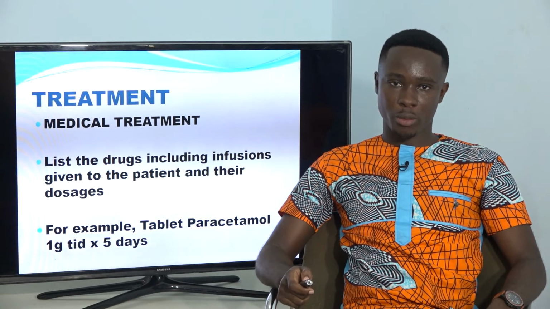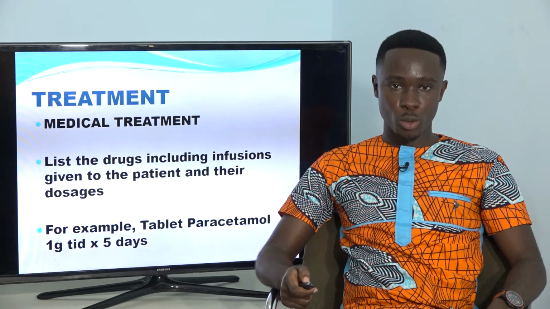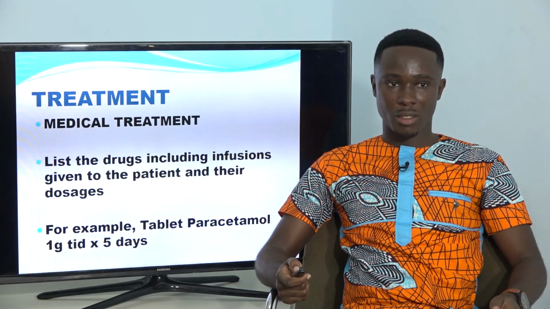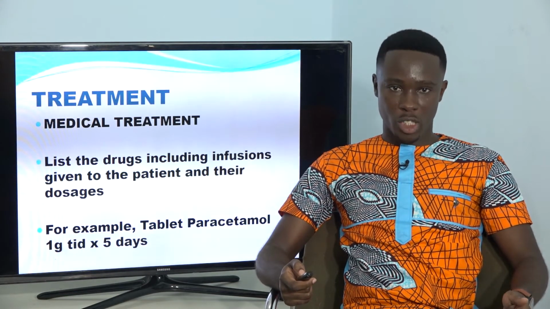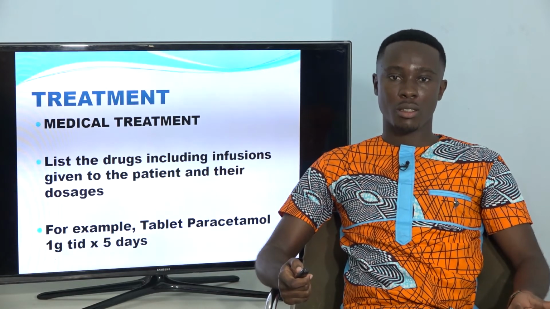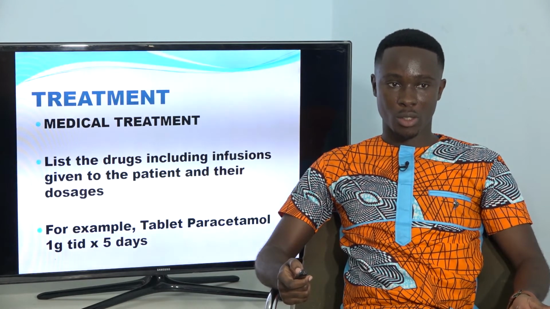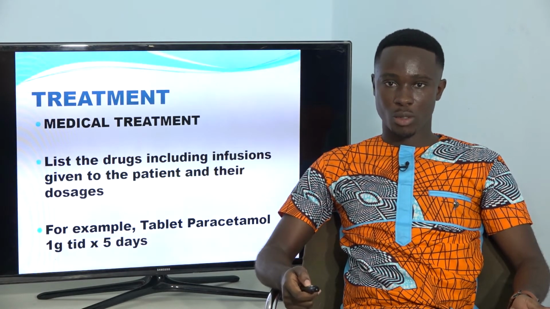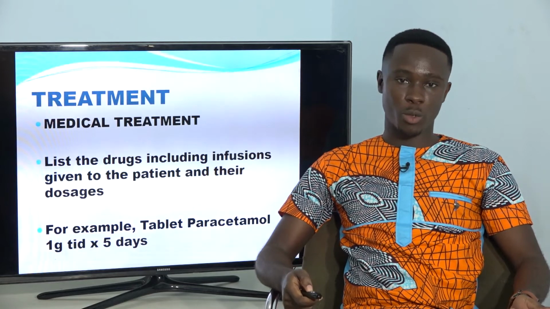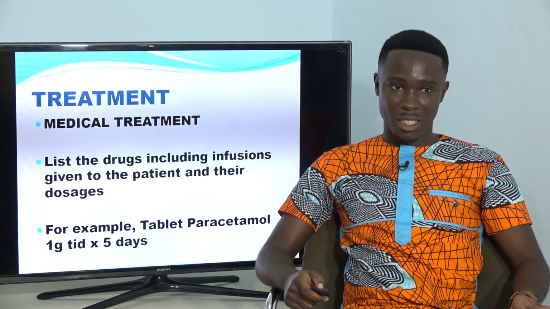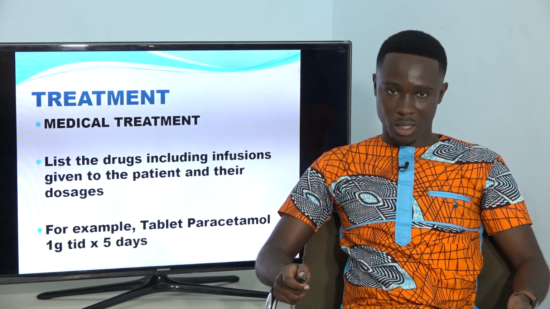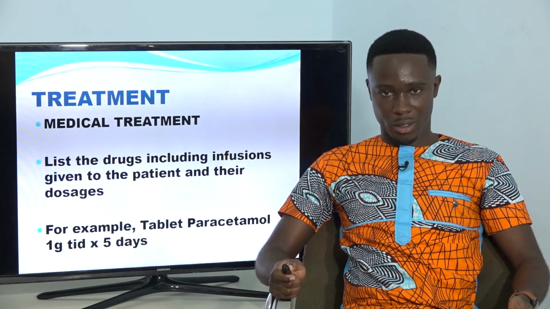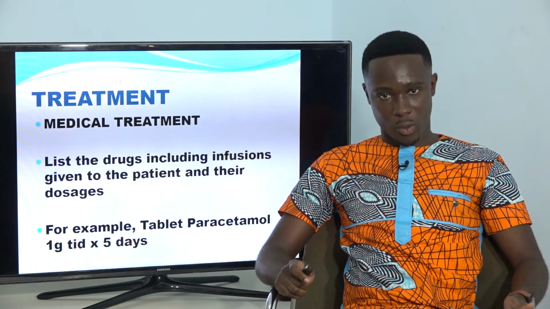Moving on to medical treatment. In medical treatment, we normally use drugs. So you have to list the drugs, and these drugs include infusions and oxygen therapy. So you have to state all these things. You list the drugs, including infusions given to the patient, and their dosage. So for example, we list it in its entirety: tablet paracetamol, 1 gram, 3 times daily for 5 days. TID is 3 times daily.